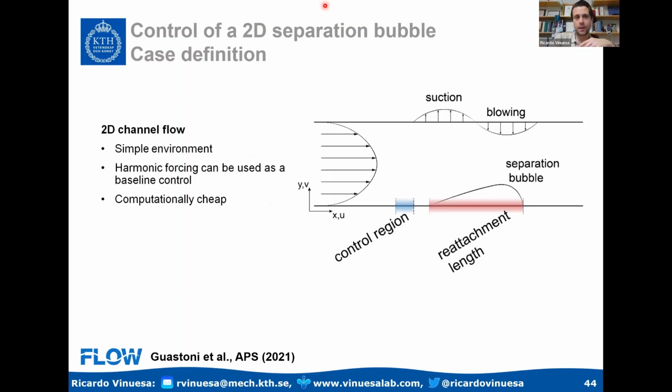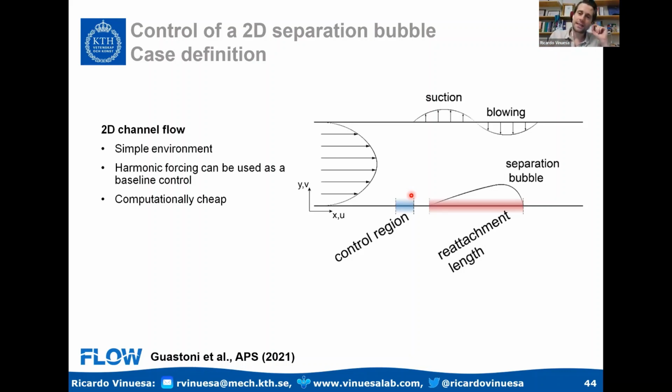So in the upper wall, I'm actually doing suction and blowing, so I can separate the flow. This is the recirculation bubble. And what I want to do is actuate upstream of this bubble so that I can reduce the separation length. And this problem has a classical solution with periodic forcing to be able to reduce the separation length.